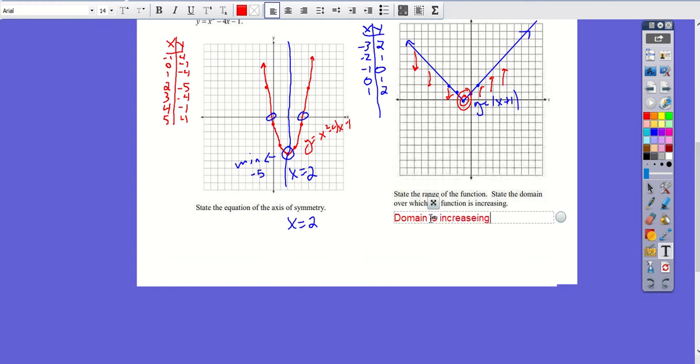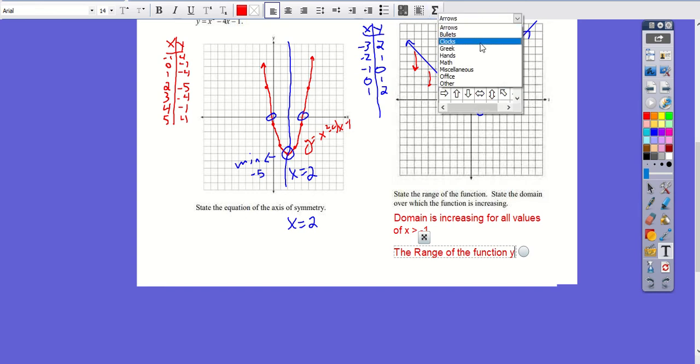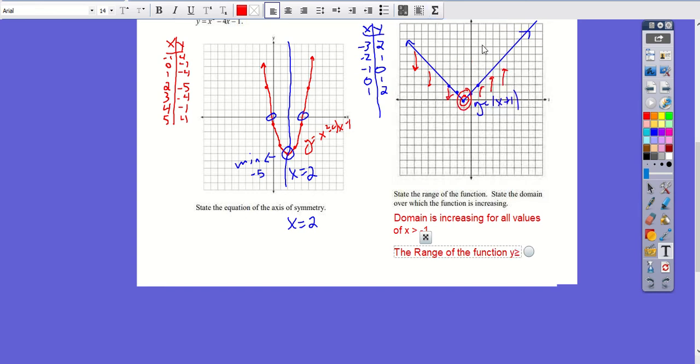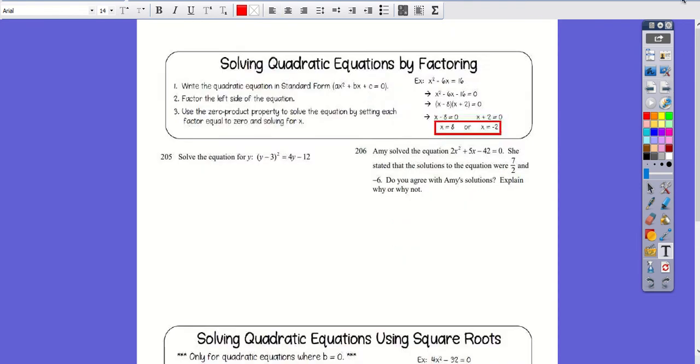It's increasing for all values of x greater than, in this case, -1. And you could also just put down where x is greater than -1. And then the range, same thing, would be y, and it's going to be anything greater than or equal to 0. Give me some math: y greater than or equal to 0. There's our range.